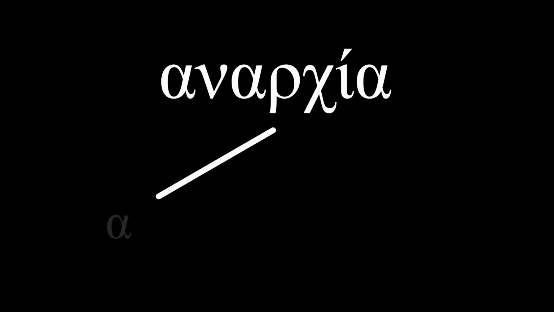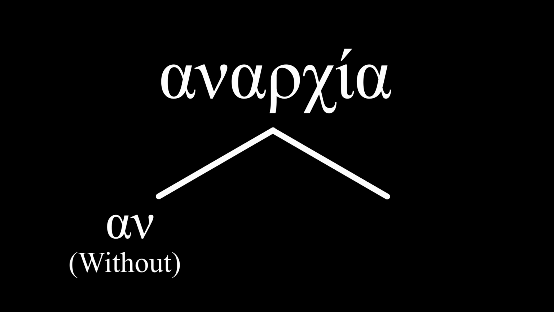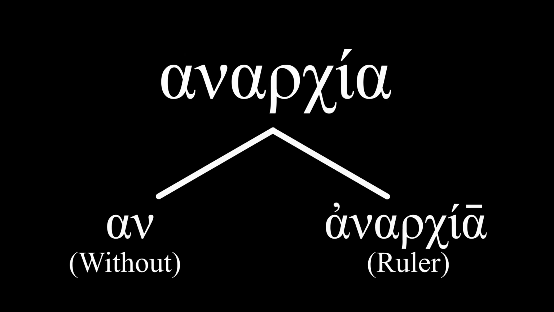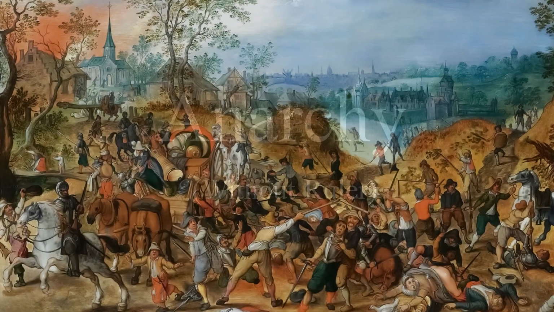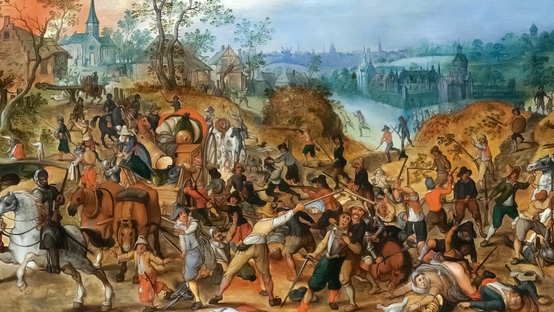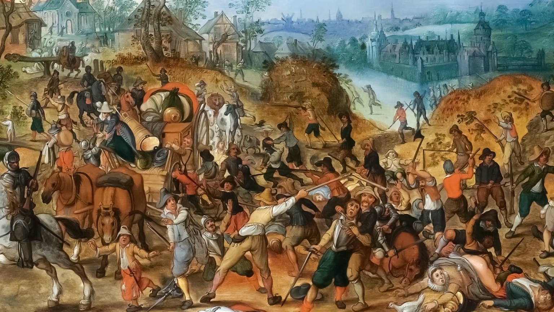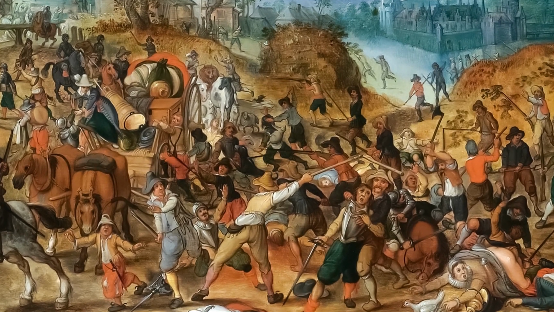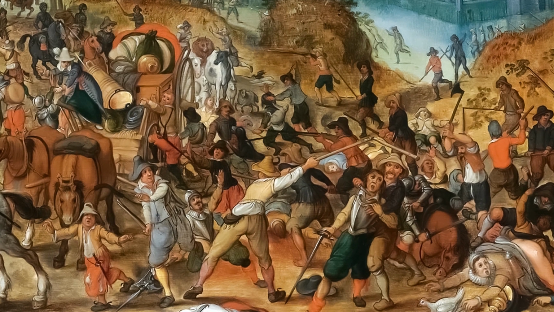The Greek origin of this word is made up of two parts. The first part, an, means without, and the second part, archia, means ruler. So anarchy means without a ruler. Since human civilization was formed, anarchy has never happened, but many consider 17th century Europe and the 30 Years' War as an example of anarchy.